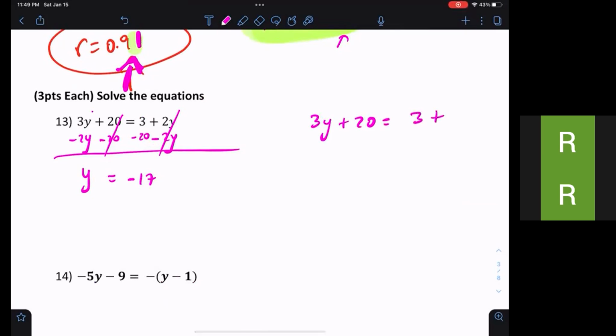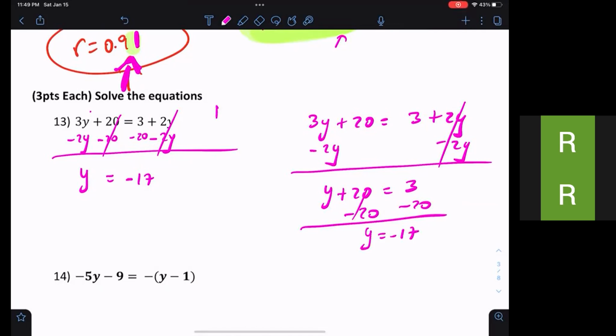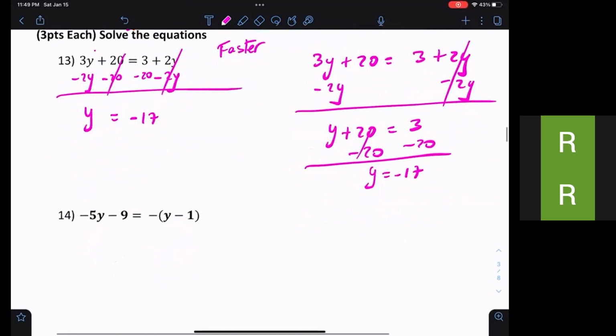If it's confusing to you, you can do the variables first. The 2y cancels out, so this is y plus 20 equals 3. Now you need to subtract 20 on both sides. So y equals -17. That's the same thing, but this way is faster, and this other way takes longer, or is slower.